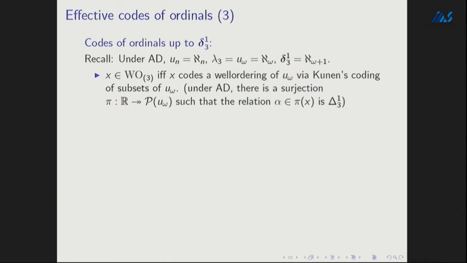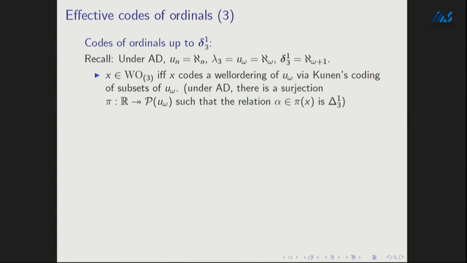Okay, so maybe it is a bit helpful to assume AD, and we work in L(R), which is a model of AD, where the ℵ_n are the first few cardinals, and the next one is δ^1_3, which is the successor of ℵ_ω. And the coding is via Kunen's coding of subsets of ℵ_ω.